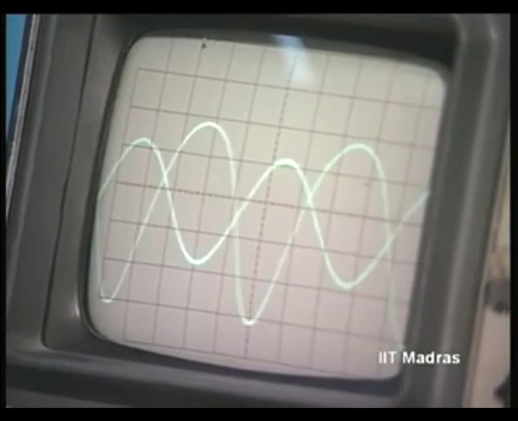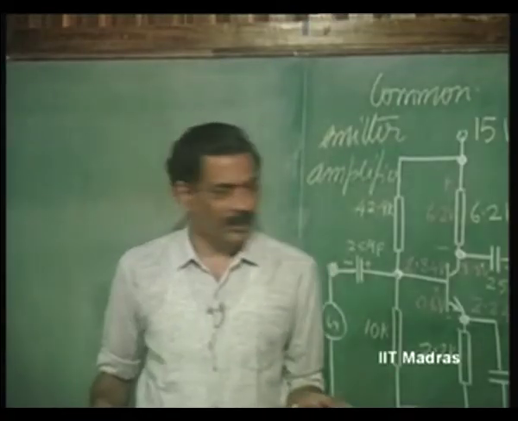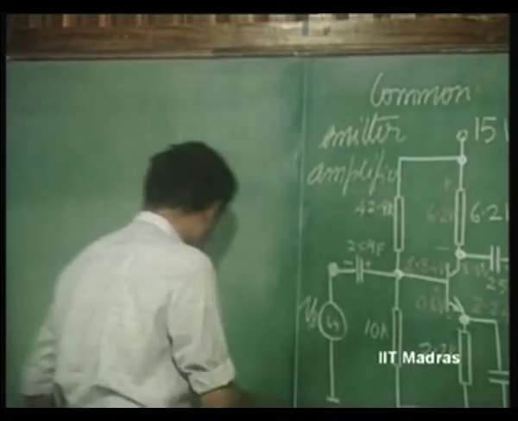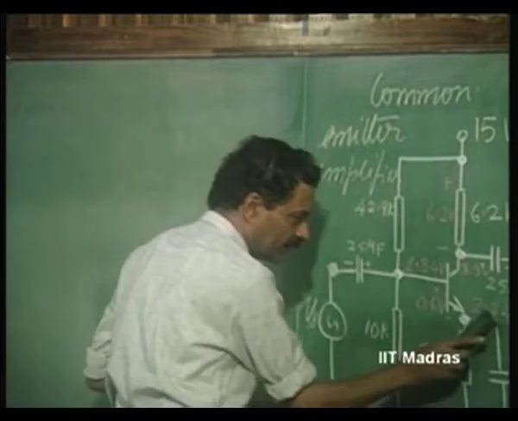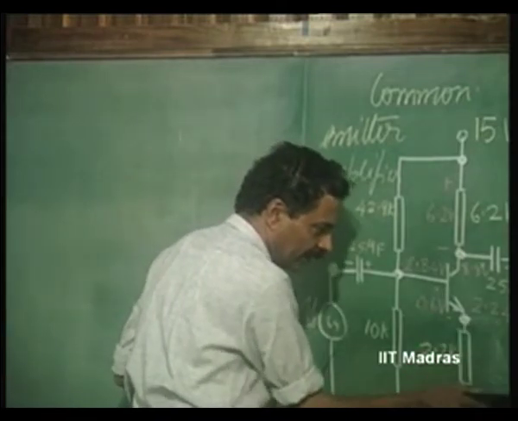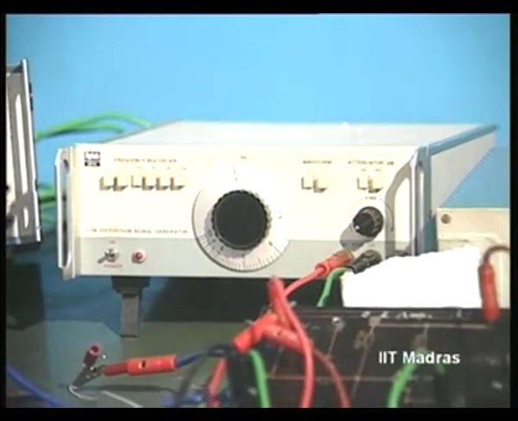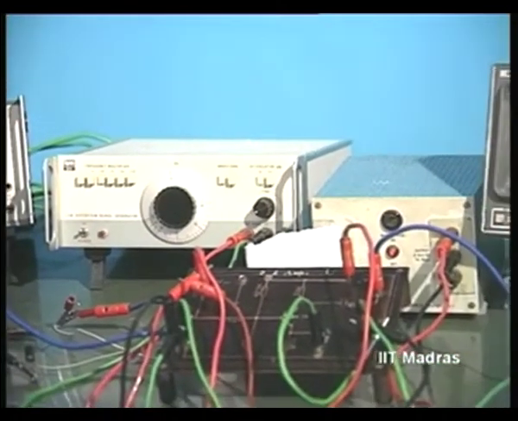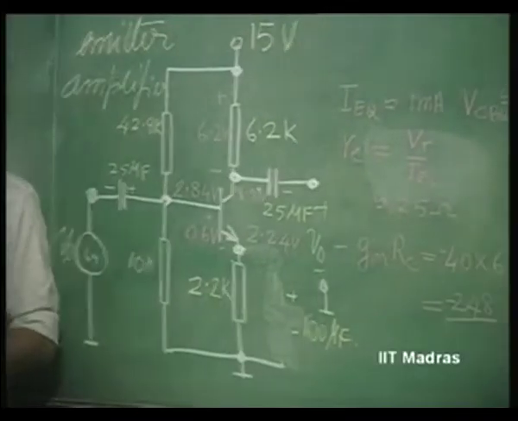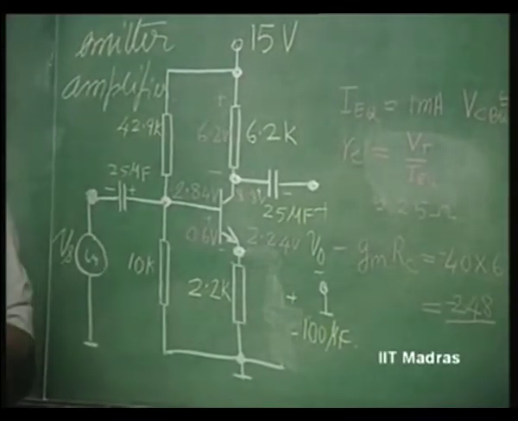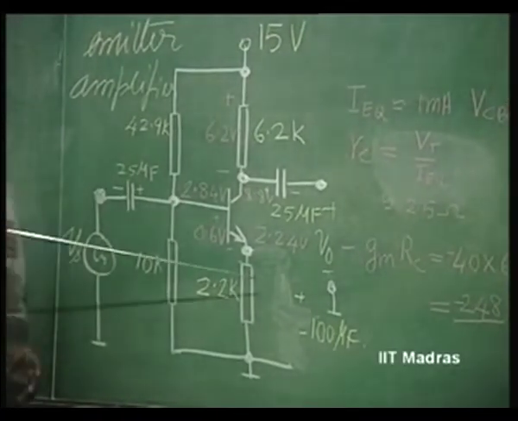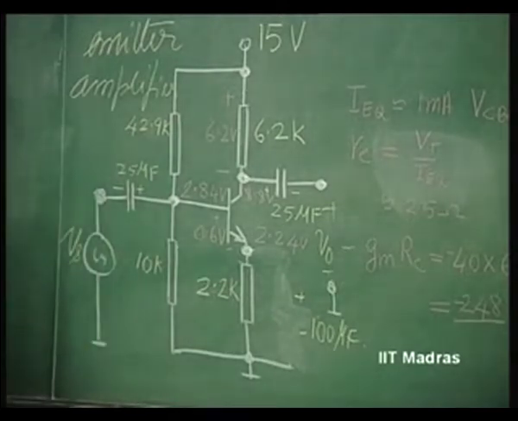Right. Now, I would like you to also see the effect of opening the capacitor. This is similar to the circuit that we have discussed in the case of the differential amplifier, where the emitter resistance was increased. Apart from this 25 ohms, it is now equivalent to putting 2.2 kilo ohms in series. So, we will open the 100 microfarad capacitor and see the same effect.